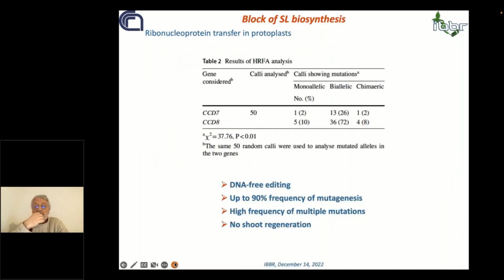Overall, we could demonstrate this in the calli, unfortunately, because we were not able at that time to regenerate shoots from calli. So we assessed the efficiency of editing at the callus stage and there was a very high frequency of mutagenesis, and also a high frequency of multiple mutations. And because we didn't use any plasmid, we didn't have any integration. So this is just a transient effect of the complex transferred into the protoplast cell.